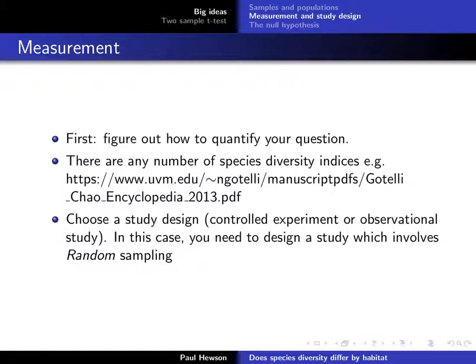And the last thing we need to do is to choose a study design, and on this occasion we're carrying out an observational study. What that means is that we don't get to control the treatment that's applied to different subjects. The subjects are wherever the treatment finds them. So in our case we happen to have species on rocks, we happen to have species in pools. We don't get to apply a load of species and see what happens. And to make this really powerful, the most important thing we can do is to use some system of random sampling.